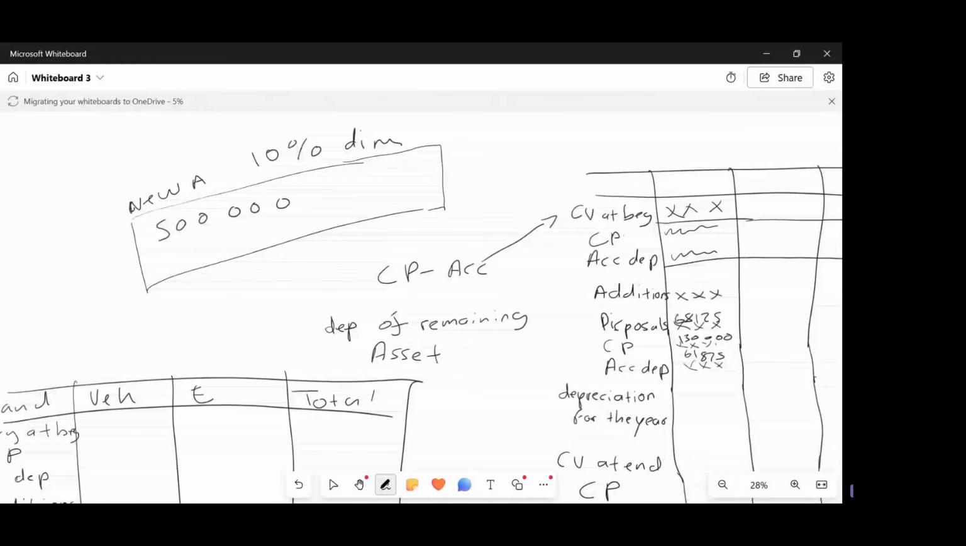6875. So which means this will be our depreciation of assets sold, and then you calculate for the months. Once you calculate all the three, then you record the depreciation right here, and depreciation is always in brackets.